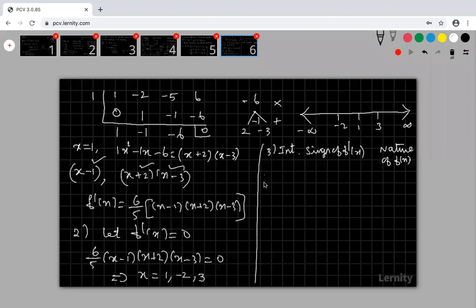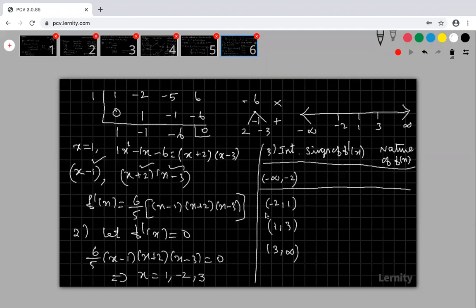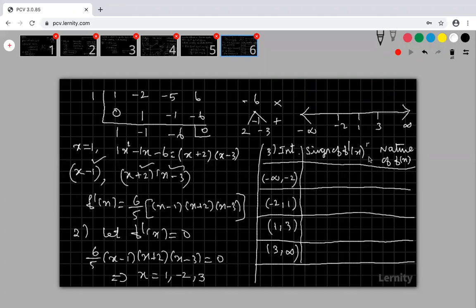What are my intervals? Minus infinity comma minus 2, that is one interval. Minus 2 comma 1, another interval. And 1 comma 3, another interval. And 3 comma infinity, another interval. You please take the table properly. Use pencil and scale for the table.